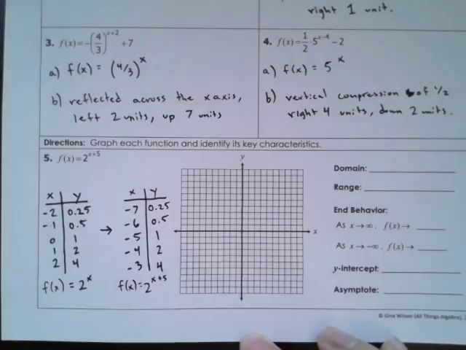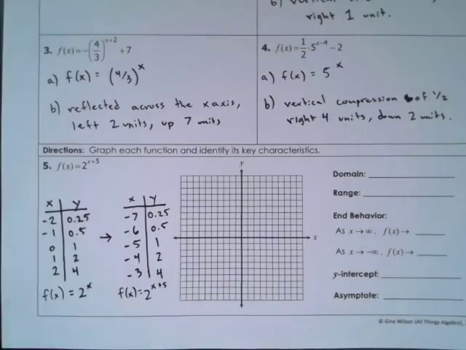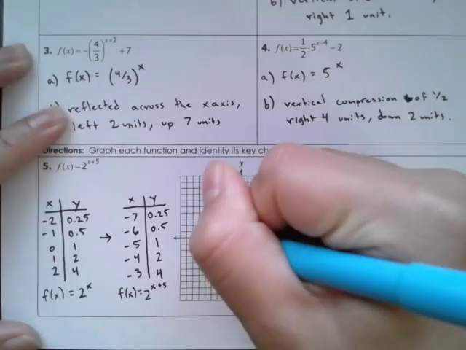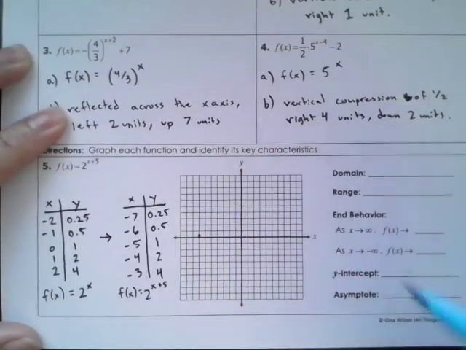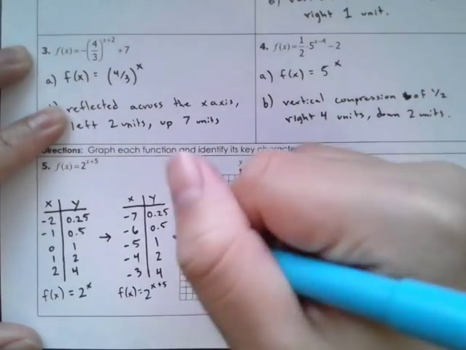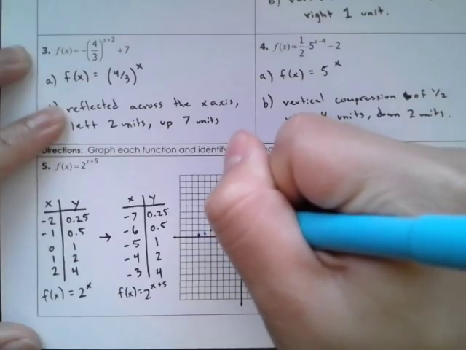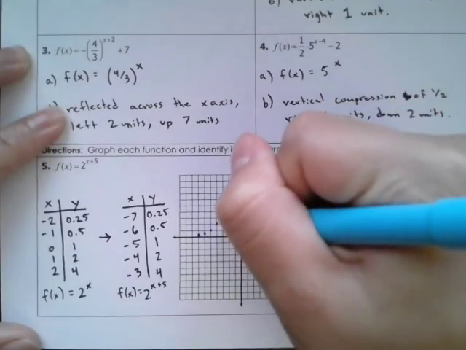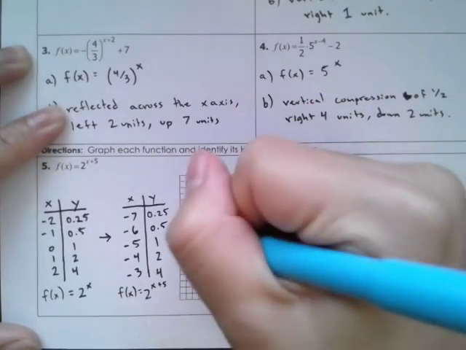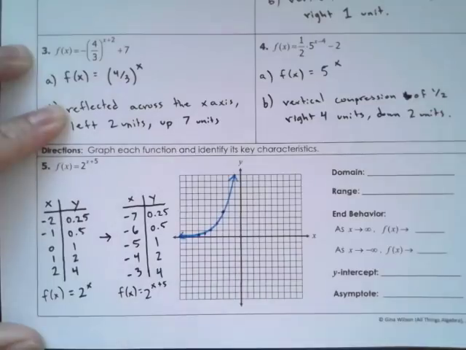So if we plot this table, our actual given function here: negative 7, 0.25, so it's around right here. Negative 6 is 0.5, around here. Negative 5, 1 here. Negative 4, 2 is there. And then negative 3, 4 is here. We connect these dots, and we got this function here.